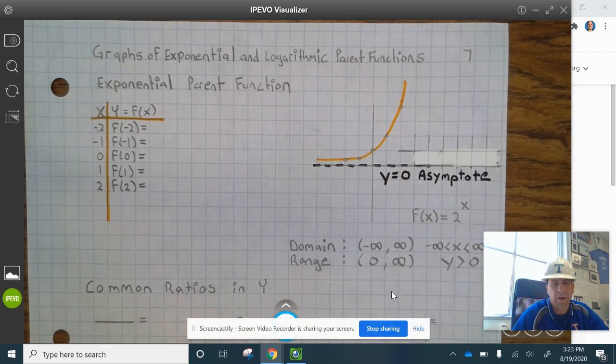Okay, Wildcats, this is journal page 7, graphs of exponential and logarithmic parent functions. So let's start by looking at exponential parent functions.